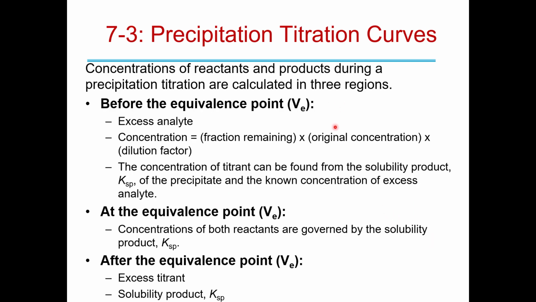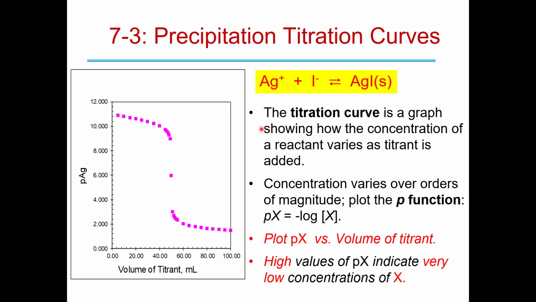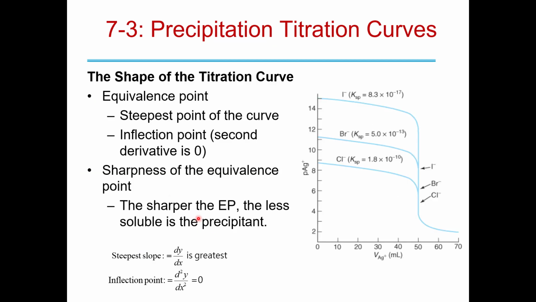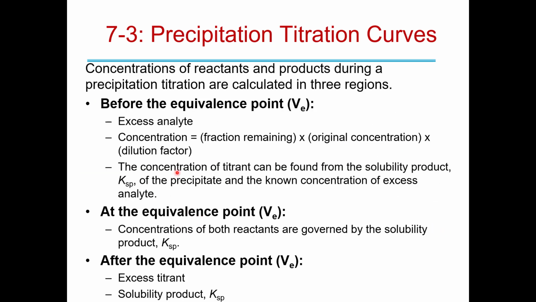All right, so it is actually possible, and we want to do this, to be able to understand the shape of the titration curve. We can use our equilibrium calculations to actually calculate and predict the shape of a titration curve. And so we're going to do that here and talk about that. But first, let's talk qualitatively about what's going on at these different regions in the titration curve. So we're going to talk about 3 different regions in the titration curve.